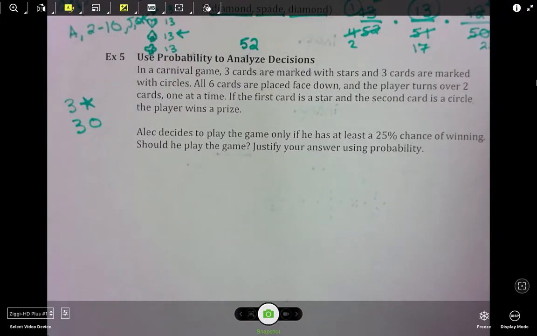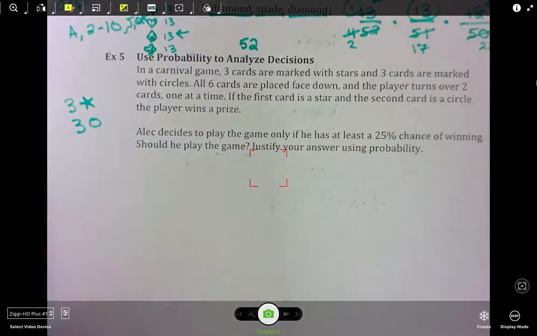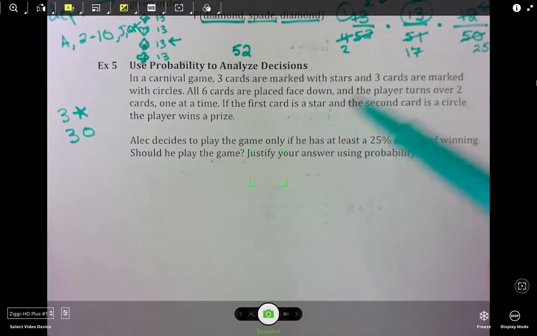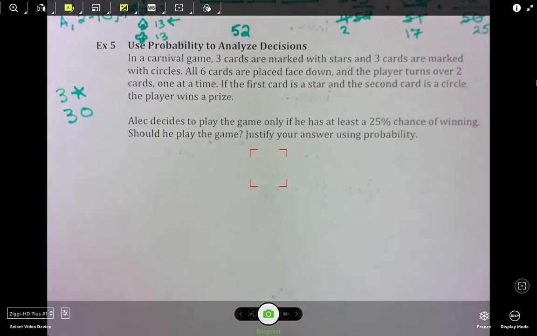Okay, I just want to make sure I was getting that right. It would make more sense to me if you're drawing 2 of the same card, so I wanted to make sure I got that right. If the first card is a star and the second card is a circle, the player wins. So we want to get 1 of each instead of 2 of the same kind. Alec decides to play the game only if he has at least 25% chance of winning.